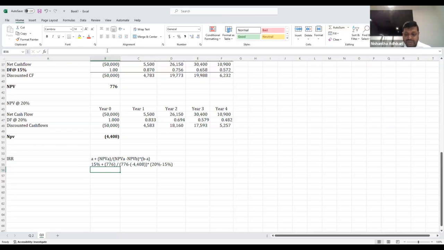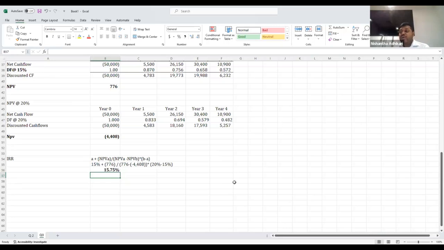Now we will work it out. Equals 15% plus 776 divided by 776 minus 4,408, into 20% minus 15%. This is your IRR rate. That means if your cost of capital increases to 15.75%, your NPV becomes zero.